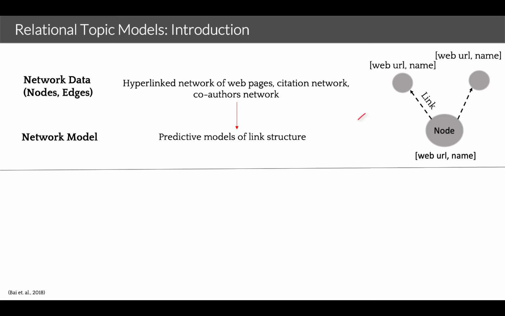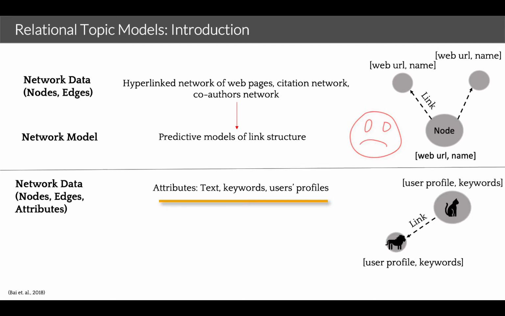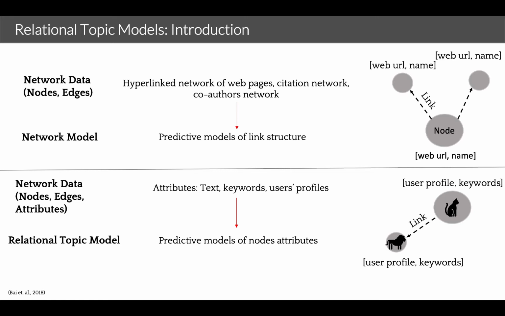While useful, these models cannot account for node attributes, and attributes provide rich information about nodes. We've all been using keywords, user profiles, articles, or website descriptions. Given a new node and some of its links, these traditional models of network structure can provide a predictive distribution of nodes' attributes. For example, think about predicting a keyword from citations or user interest based on connections.